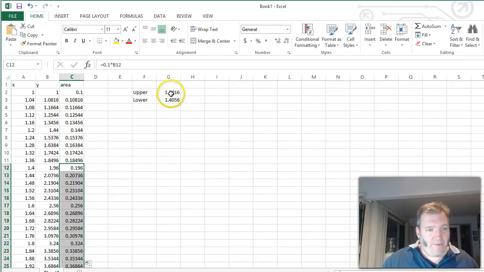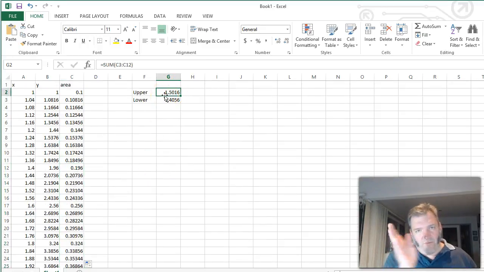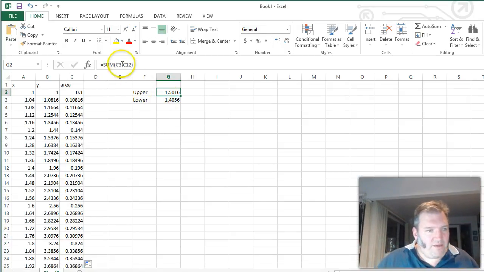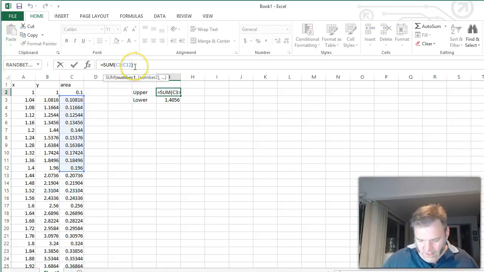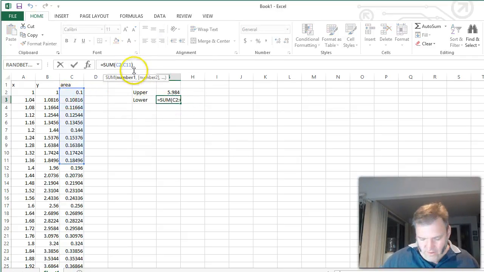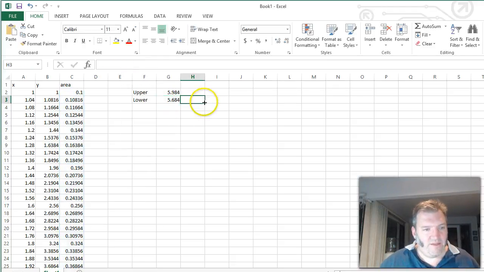So when I'm doing the upper rectangles, remember I exclude the first one and then use all the other right-hand side points. So it's going to be from C3 all the way to C27. Pretty cool, hey? The left-hand points, the lower sum, it's going to be from C2. So I'm including the first one, but I'm stopping before that last one. I'm going to 26.